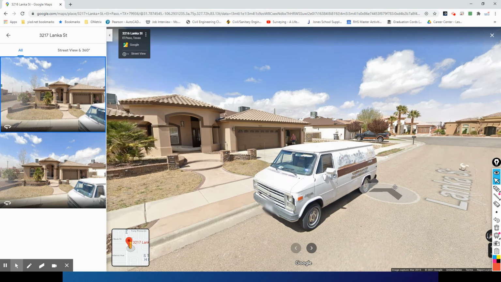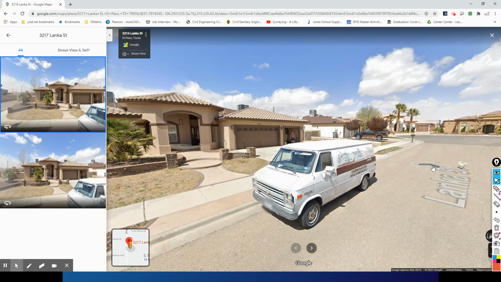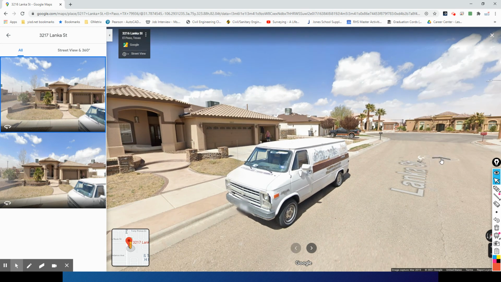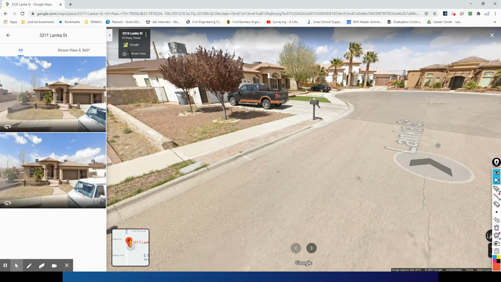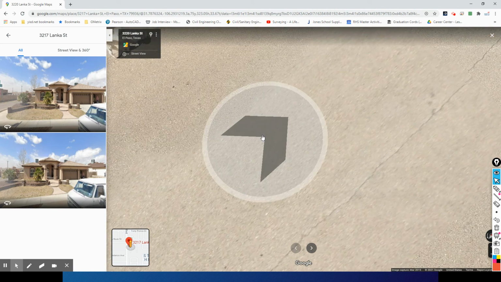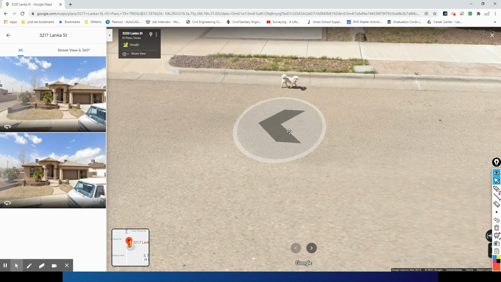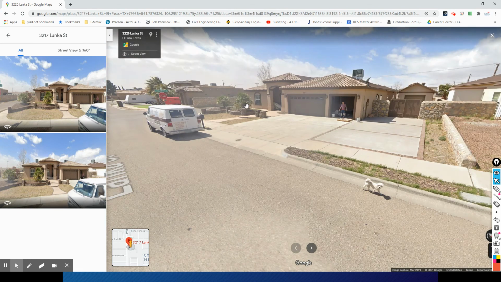So yeah, this is 3217 Lanca Place. So let's kind of move up a little bit. Oh, there it is, staring at us again. So that's 3217 Lanca Place.